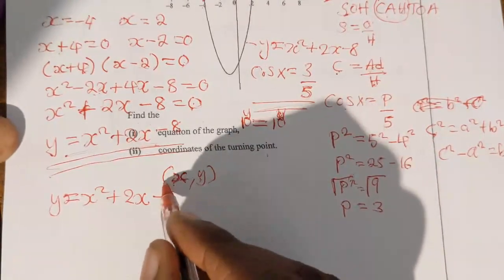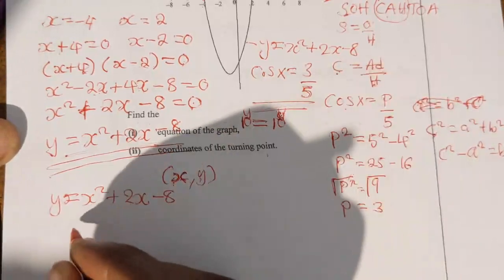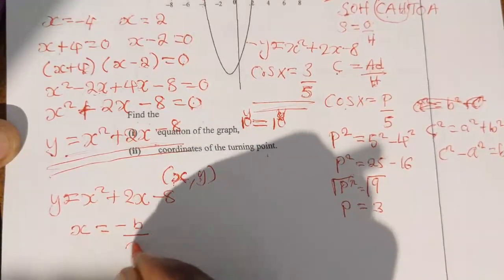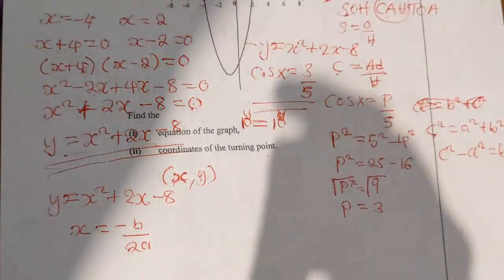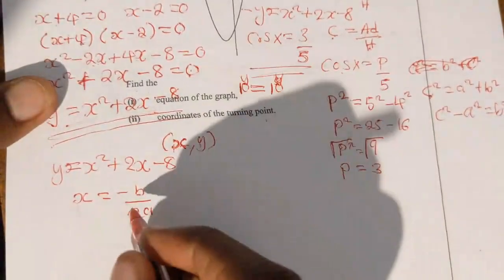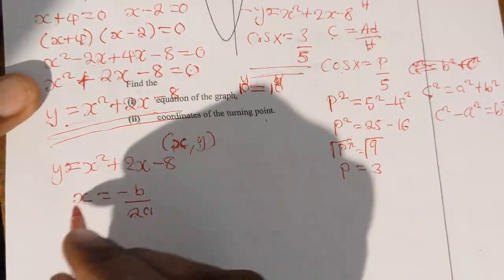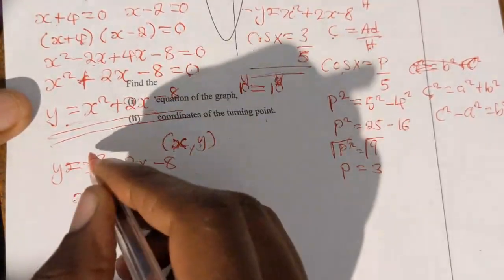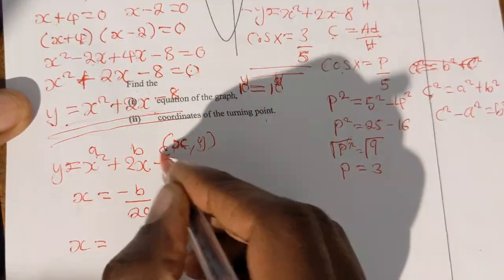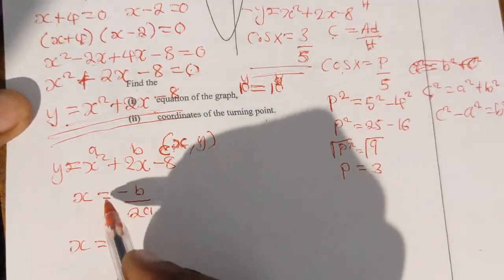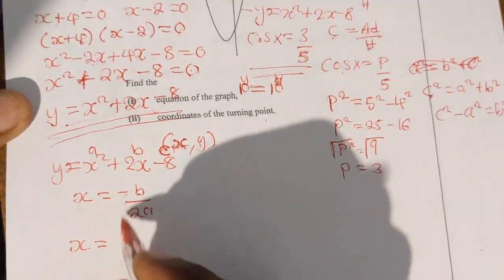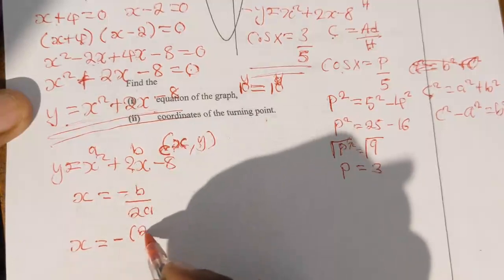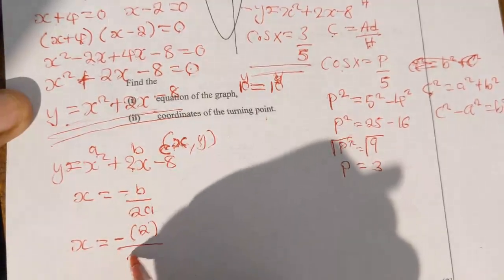To find the value of x, pay attention. The formula is x is equal to negative b over 2a. This is how you find the coordinates of the turning point, okay? So this is a, this is b, and this is c. Here you're going to say negative b. What is our b? Our b is 2. So you just get negative 2 divided by 2a.